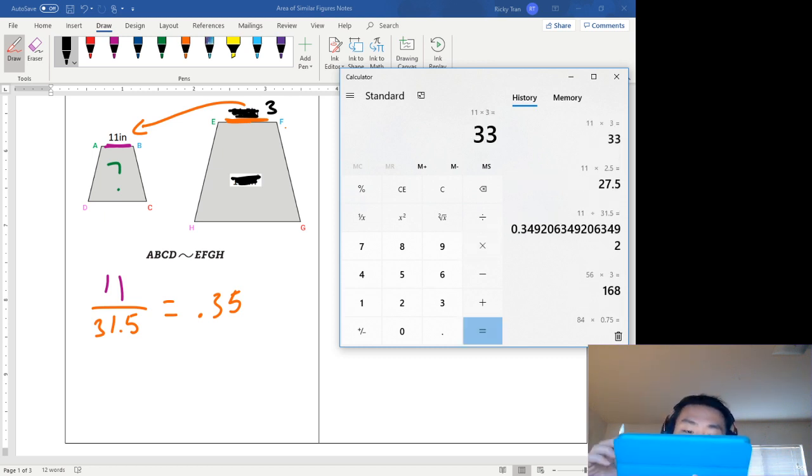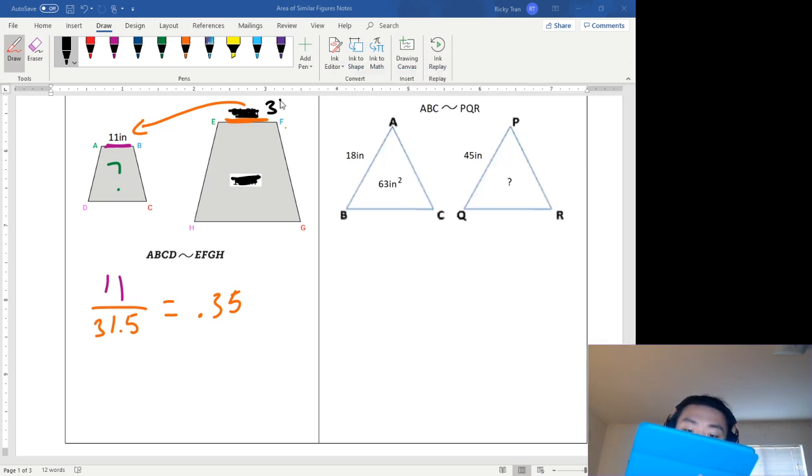It should be 33, actually. I don't know why the number was so off. Which would actually change.